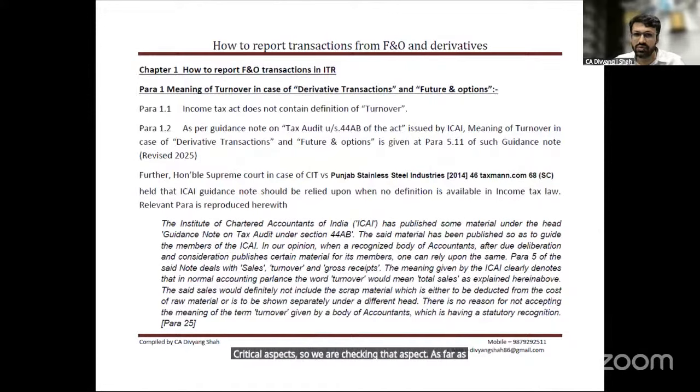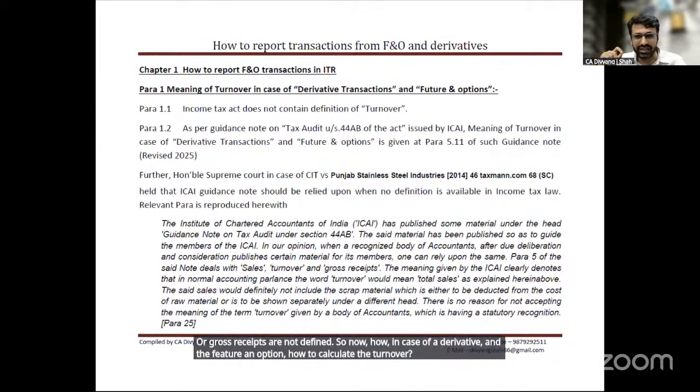As far as the word turnover is concerned, for 44AB, it is sales, gross receipts or turnover. If it exceeds 1 crore or 10 crore, then tax audit will be applicable. So the first question is whether the term sales, gross receipts or turnover is defined in the Income Tax Act. The answer is no, it is not defined anywhere in the income tax law. Though for some sections the word turnover is used, and for some specific sections export turnover is defined, turnover or sales or gross receipts are not defined. So now, in case of derivatives, futures and options, how do we calculate the turnover?